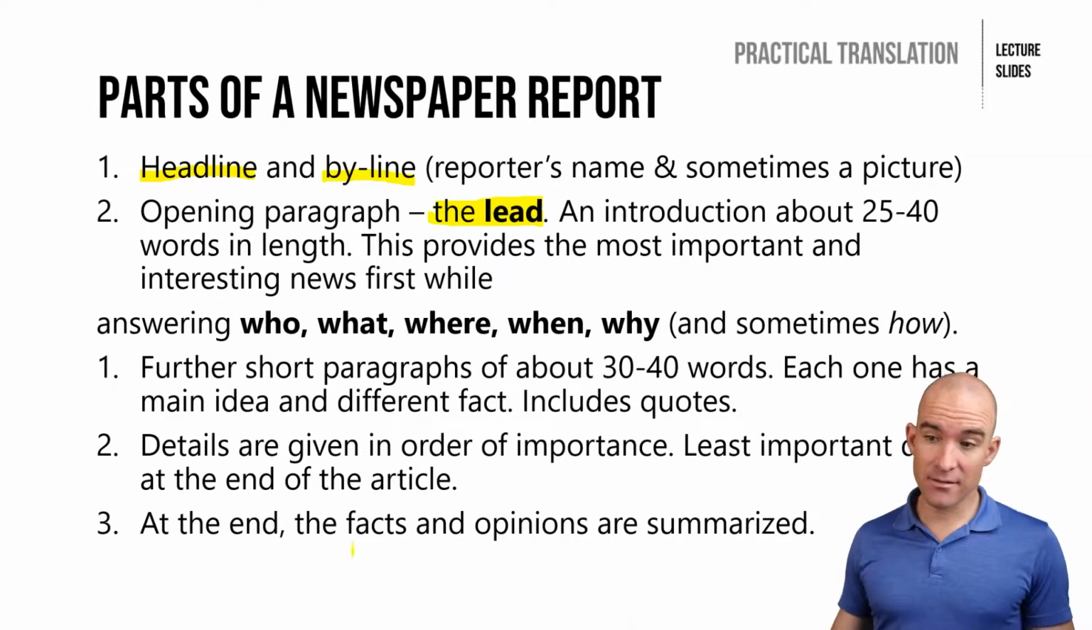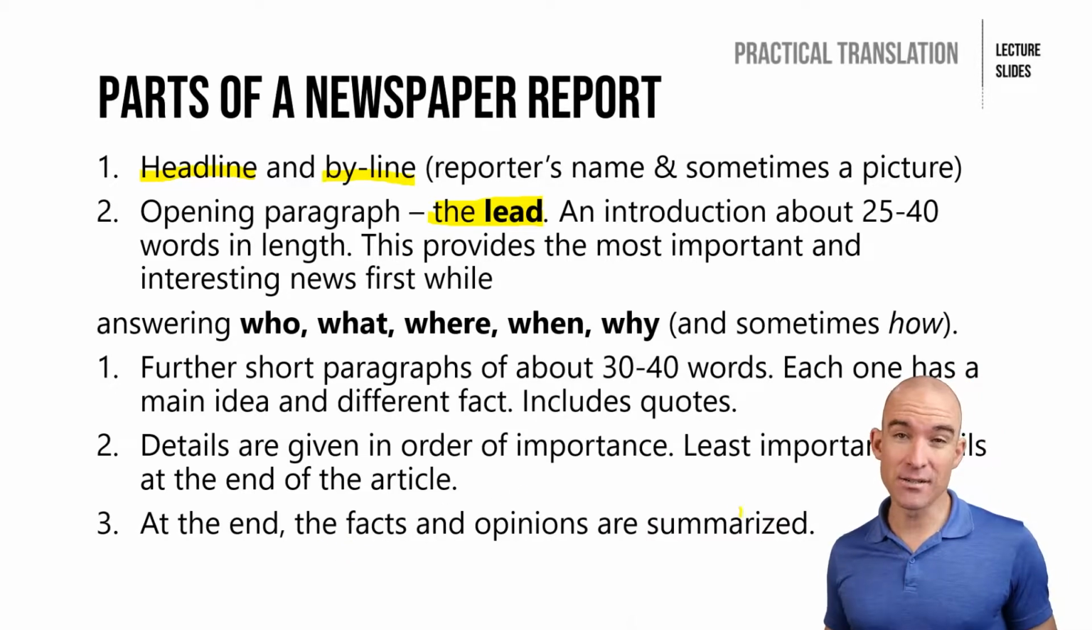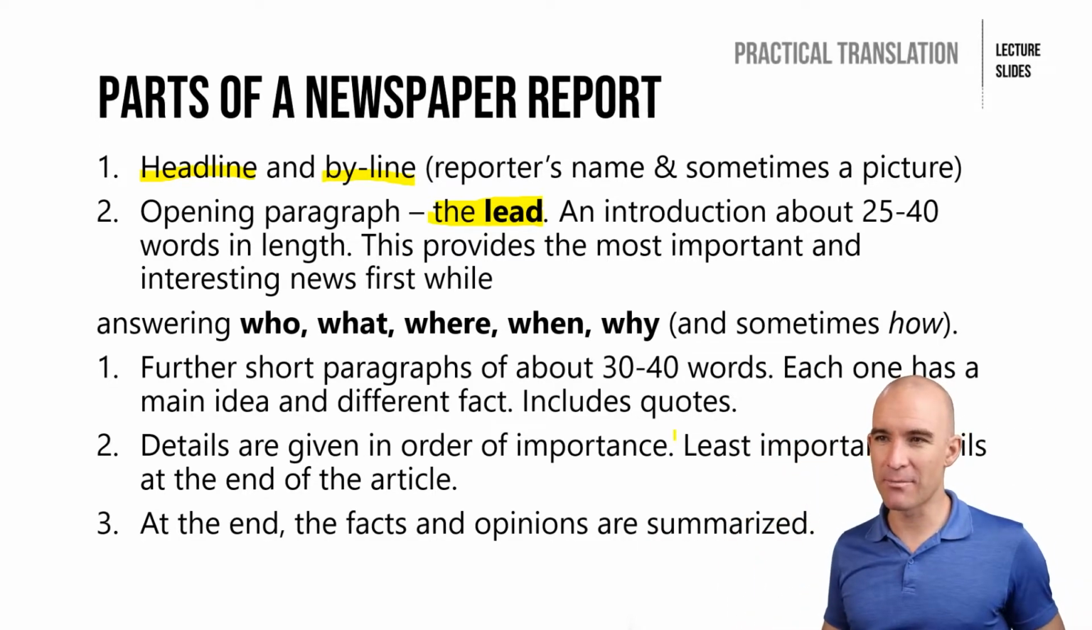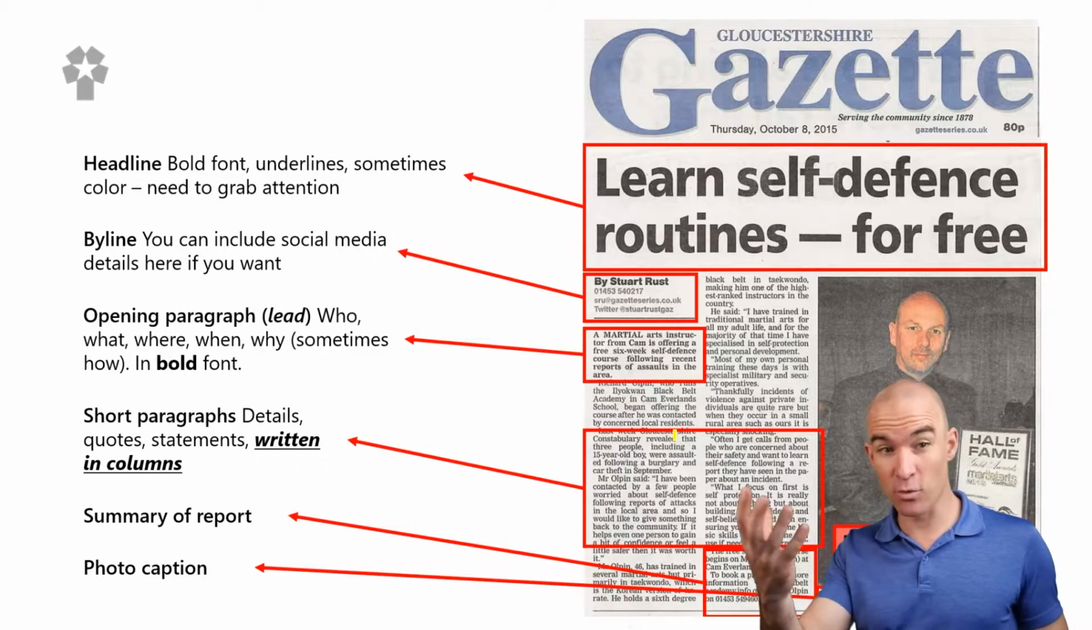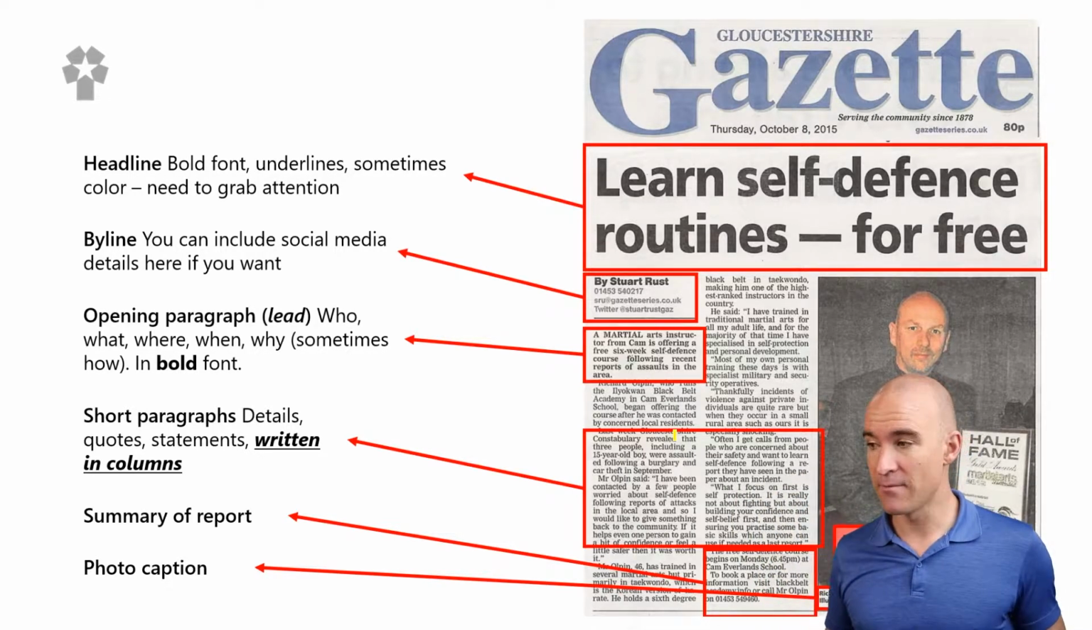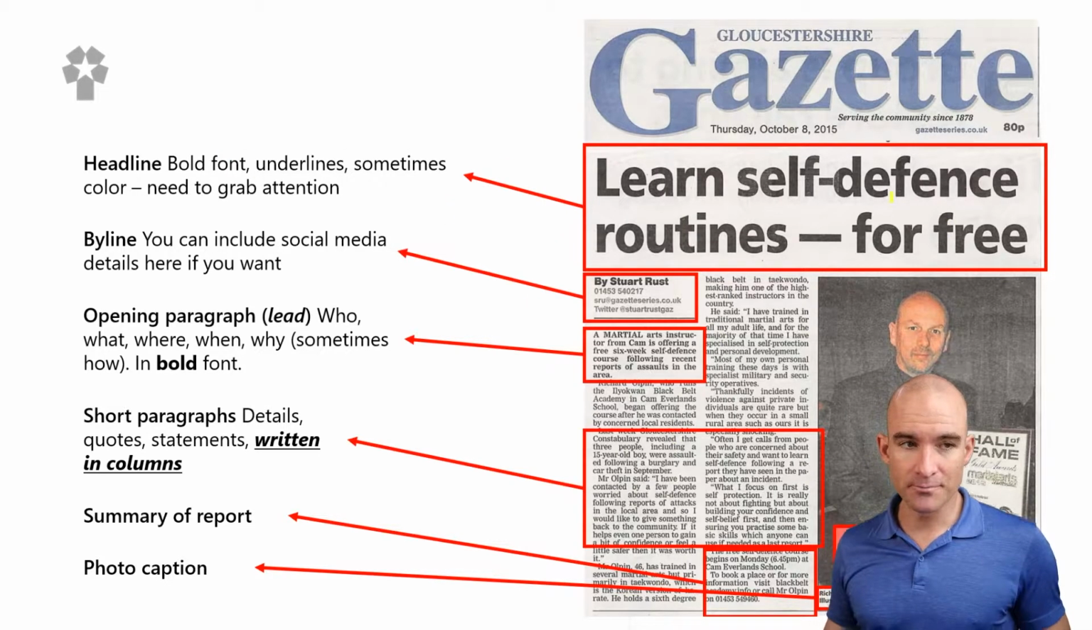Right? Least important details should be put at the end of the article. And at the end, sometimes the facts and opinions are summarized. Right, so this is kind of the general structure. Lots of words on this slide, but let's have a look at an actual newspaper article and see how this looks. So here we have an article.